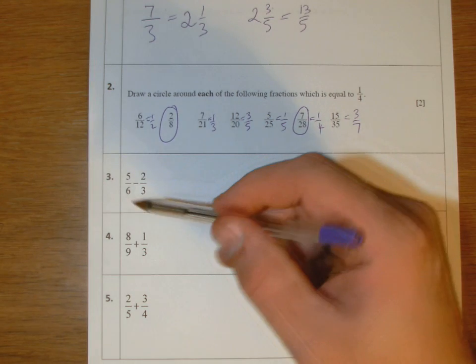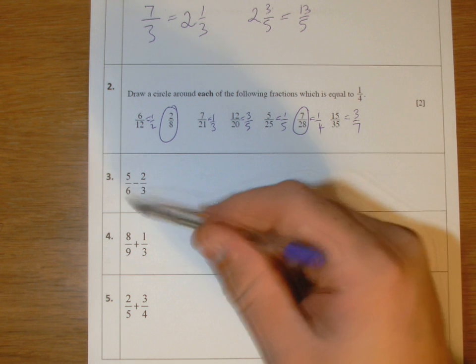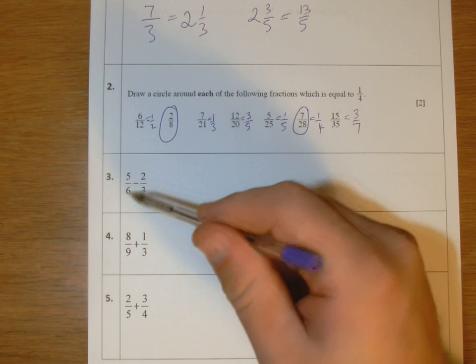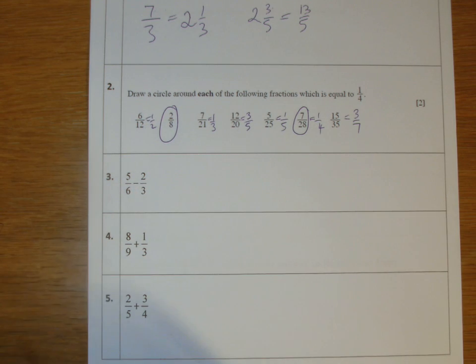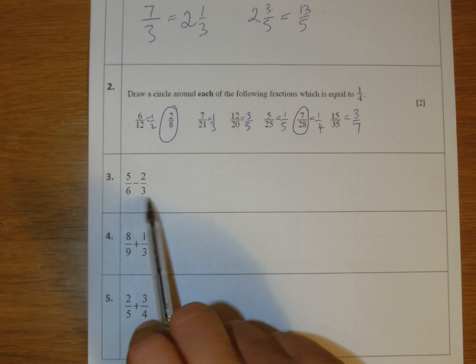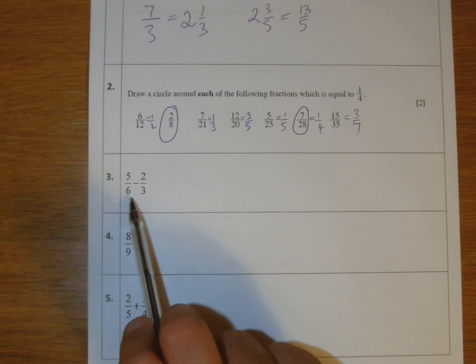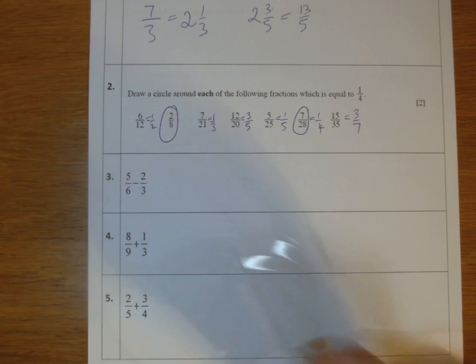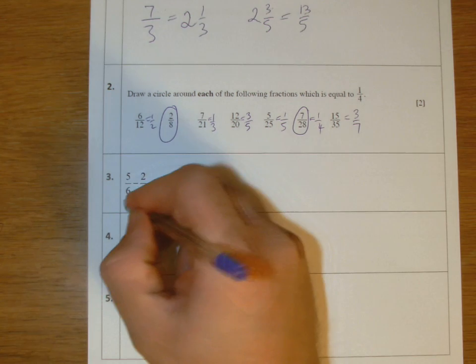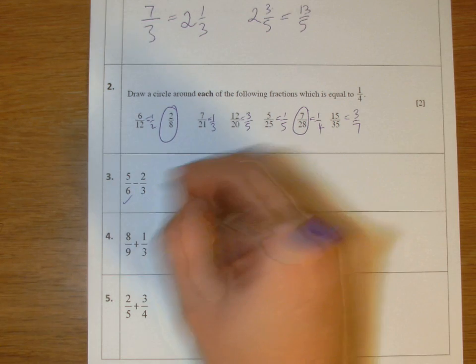Okay, question 3. When you're taking away or adding fractions, you have to get the bottom numbers the same. Okay, now in this case they're different. To get them the same, you need to find a number that they both go into. So we need to think of a multiple that 6 and 3 is a factor of, or goes into. And of course 6 will work, because 6 goes into 6 obviously, 3 goes into 6. What's good about that is that this fraction is already out of 6, so we don't have to change that.